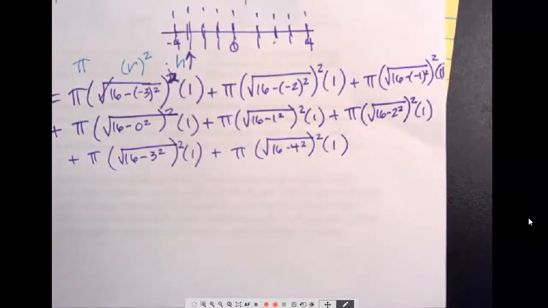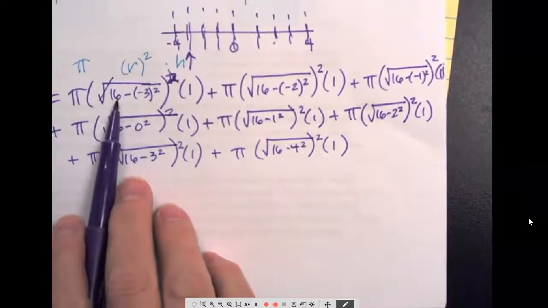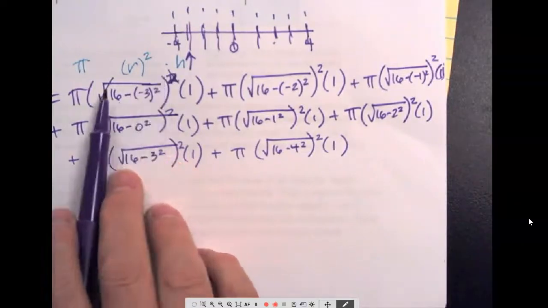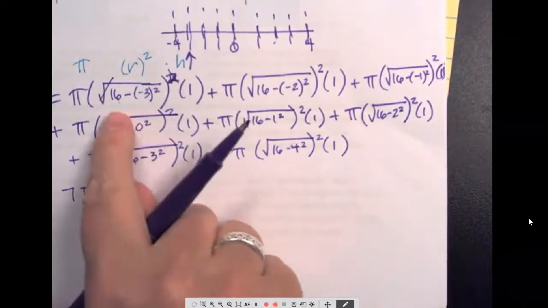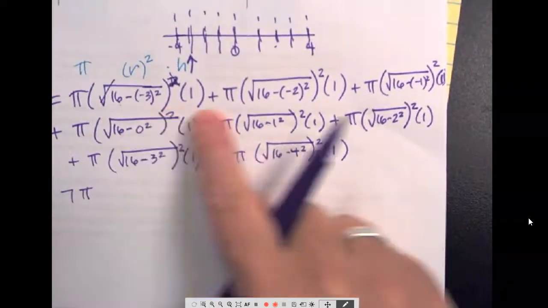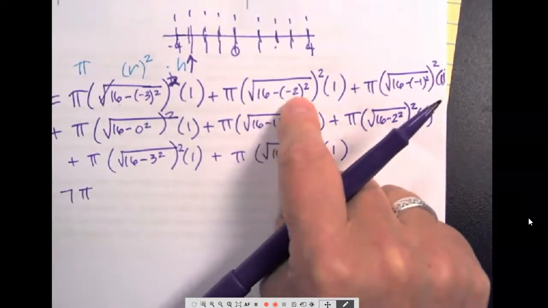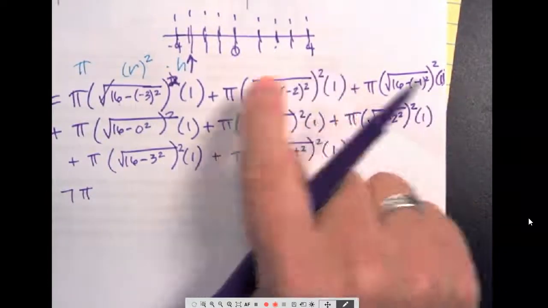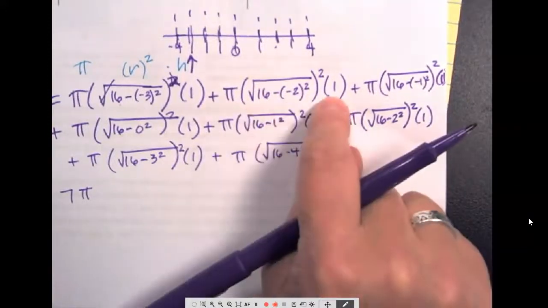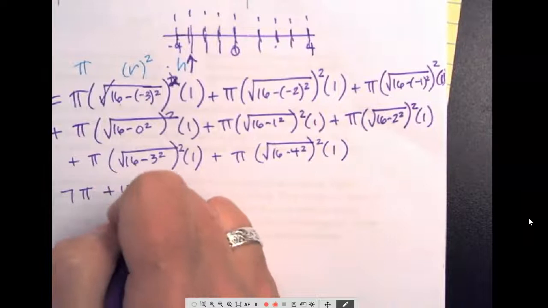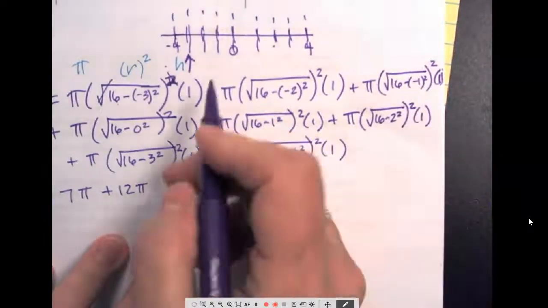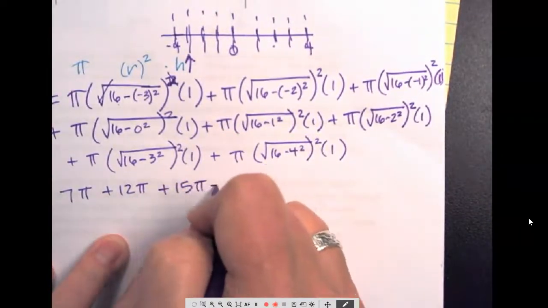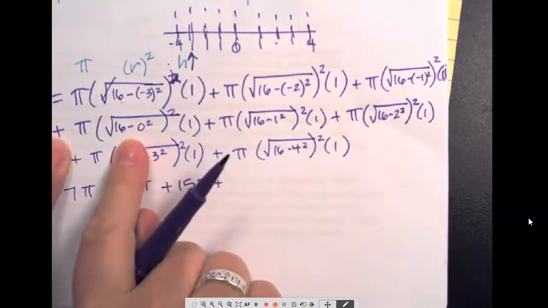And Lord, I would not go to my calculator right now because this can be simplified so much. Okay, so 16 minus 9 is 7. But it's the square root of 7, but when I square it, I just get 7. So this is 7 pi for that first term. Okay, the second term, 16 minus 4 is 12. Square and square root cancel, so that's 12 pi times 1 is just 12 pi. Okay, 16 minus 1 is 15, so that's going to be 15 pi. Okay, that's going to be 16 pi.